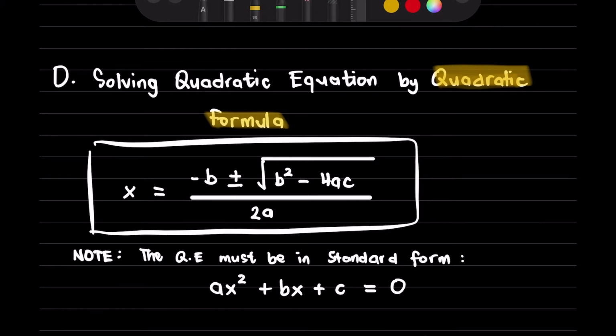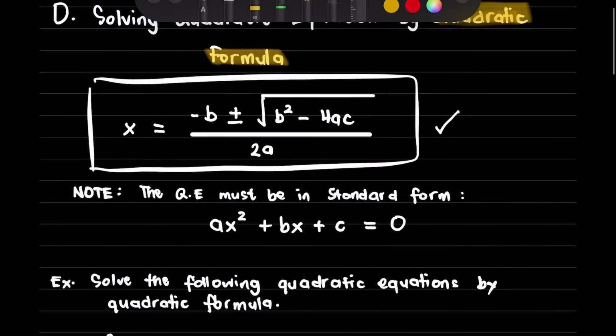Ano lang yung tatandaan natin dito? Kailangan mong tandaan yung formula. Ito yung formula natin: x equals negative b plus minus the square root of b squared minus 4ac. Imumultiply mo yung 4ac, and then all over 2 times a. Ito lang yung tatandaan mo sa quadratic formula.